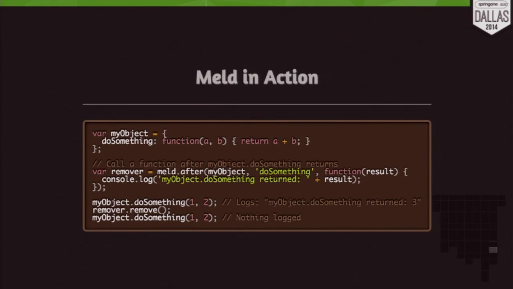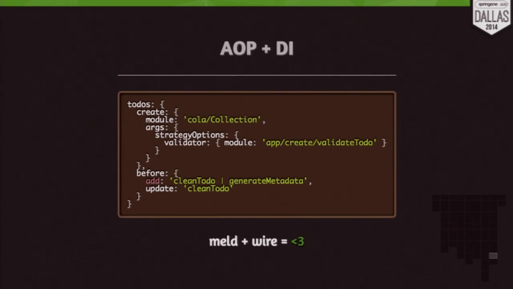Meld is offering the same kind of capacity, but in a way more compatible with, I'd say, something like AspectJ. So it provides really the after, before endpoints. So if you mix AOP plus dependency injection, so Meld and Wire, that's what you will have at the end, where you do your declaration.